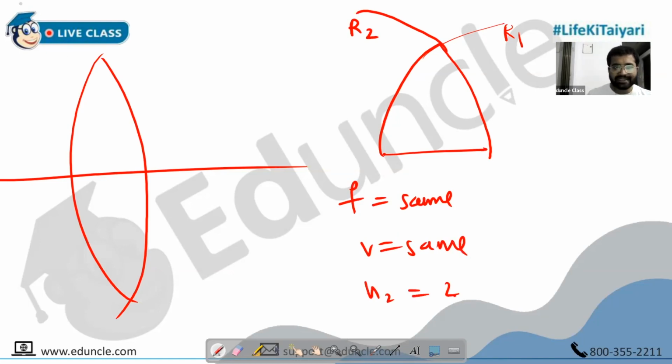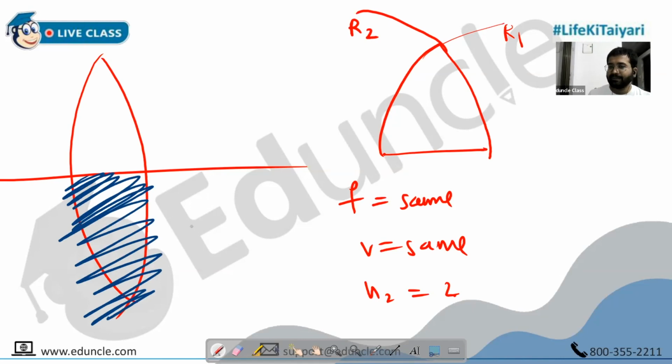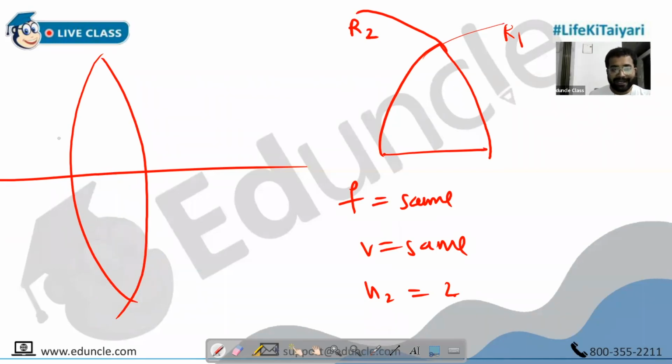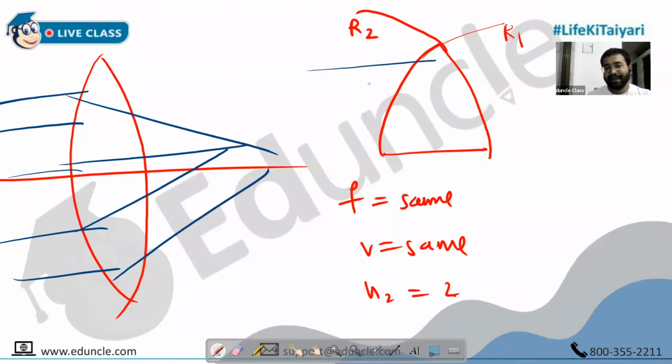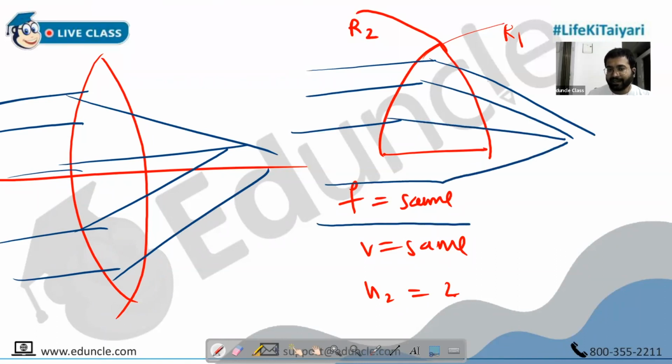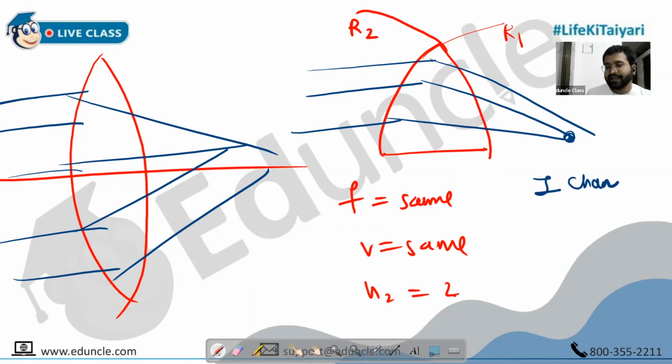It is as good as if you have a lens and you coat half of it with black color. It means the lens will still function the same, and the image will form at the same place. The difference is that intensity will be reduced, because earlier all the light was forming the image and now only half will. The image will be formed at the same position, but the lower half will not be able to form the image, so the intensity will be reduced. So intensity will change and amplitude will change.